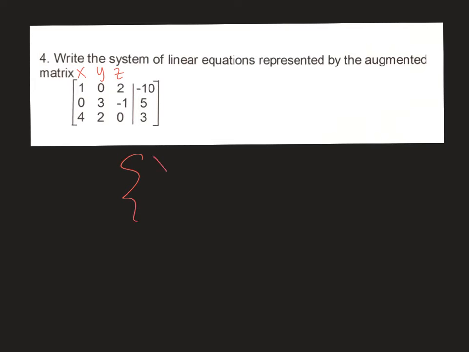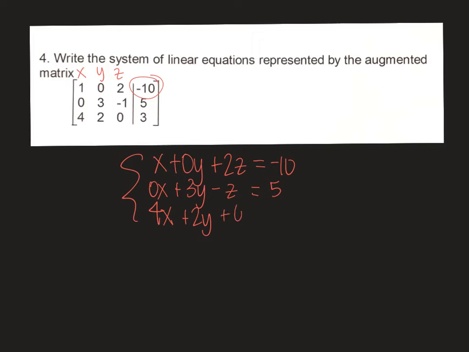So we've got 1x plus 0y plus 2z equals whatever's on the other side of that line, so negative 10. And then 0x plus 3y minus z equals 5, and 4x plus 2y plus 0z equals 3.